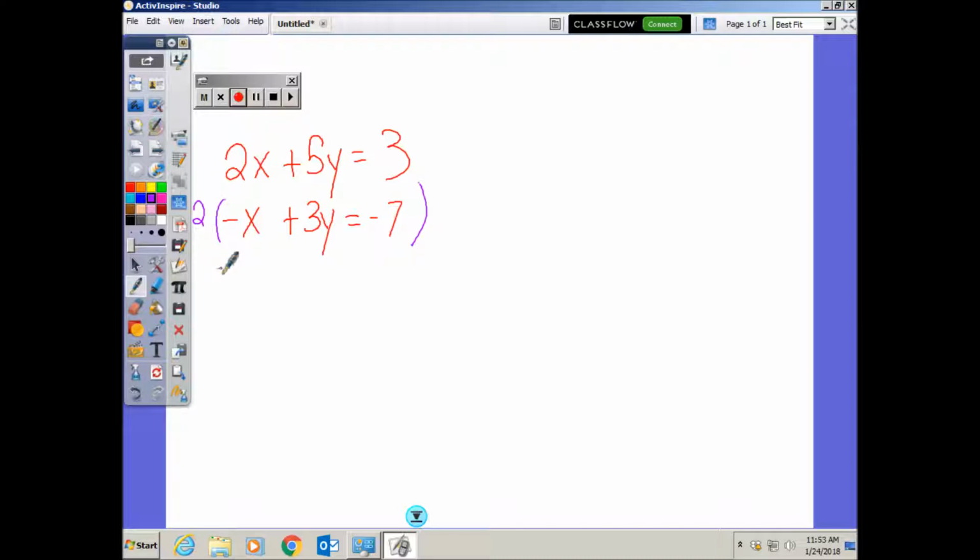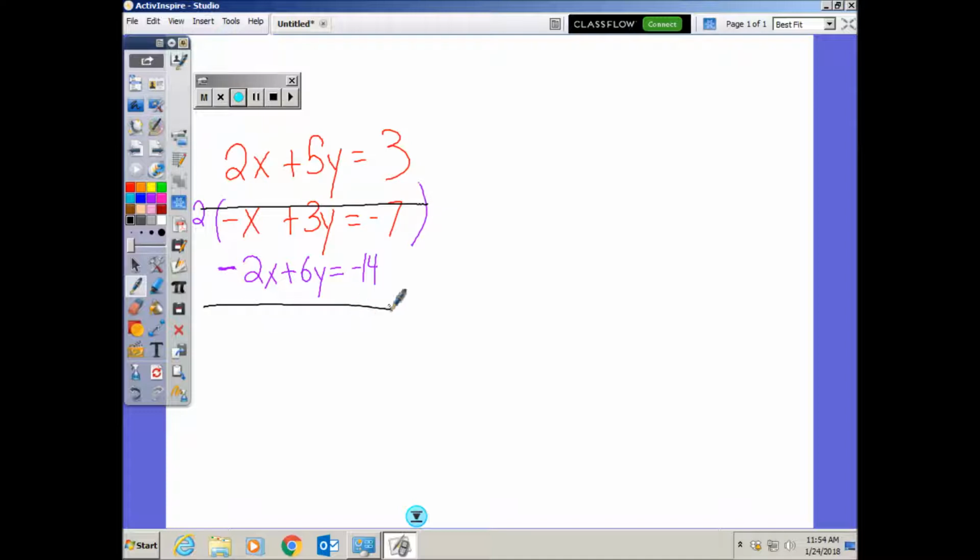2 times negative x is negative 2x. 2 times 3y is positive 6y. 2 times negative 7 is negative 14. So again, I'm going to put a line through that equation. That's the one I'm ignoring for right now. But I'm not putting it through the middle of the equation, so I can go back and see whether they were positive or negative signs. Okay?